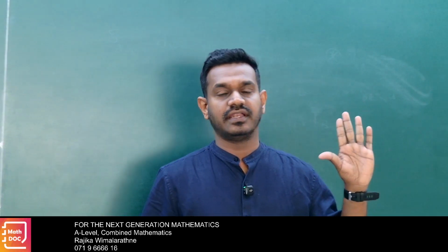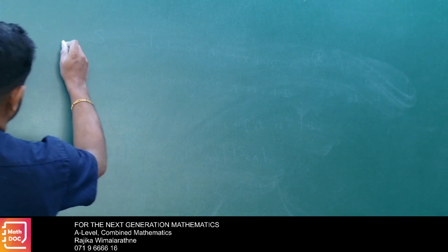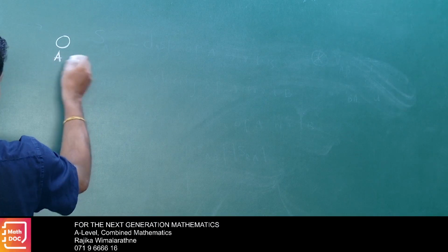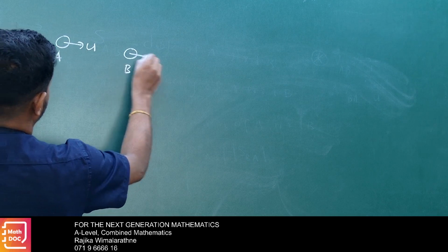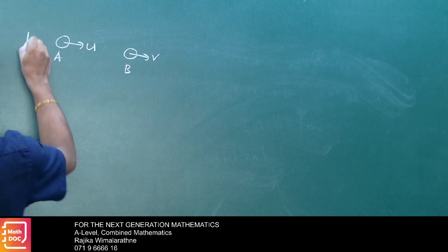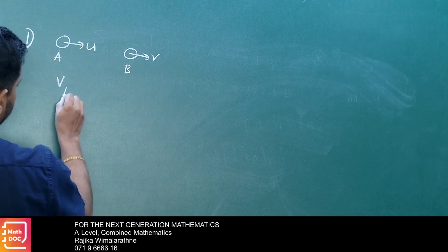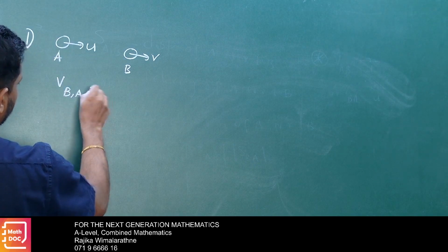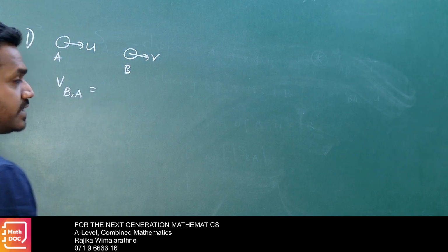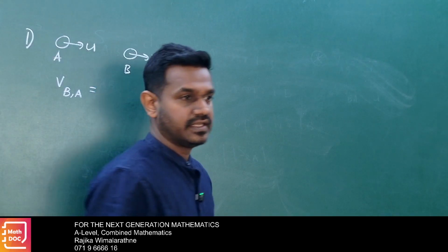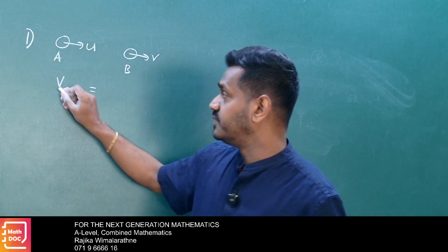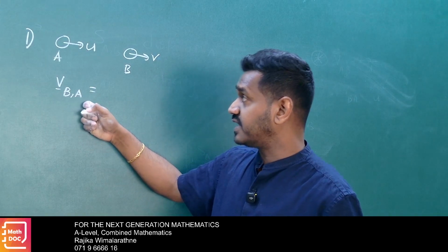Now let's see a few more examples. Consider A with velocity u, and B with velocity v. Then the velocity of B with respect to A. I'm going to write these directly: velocity of A with respect to B, velocity of B with respect to A.